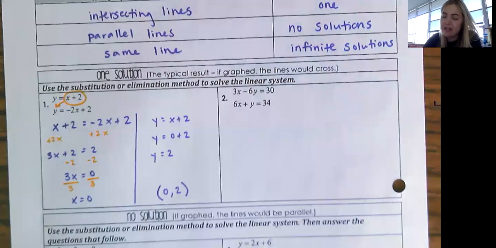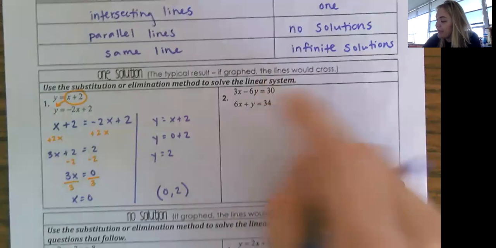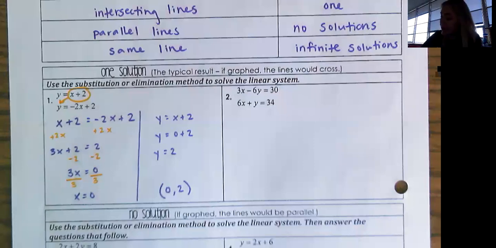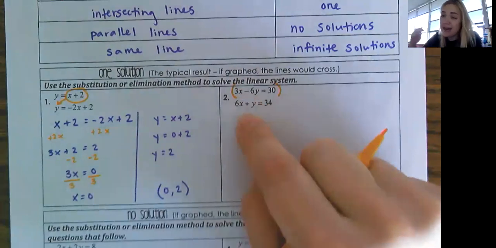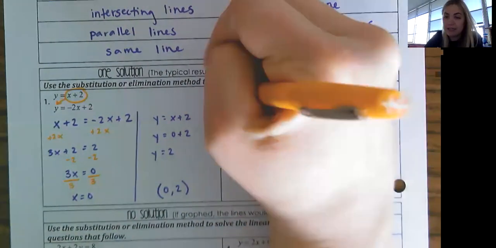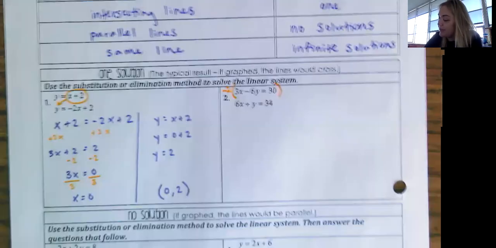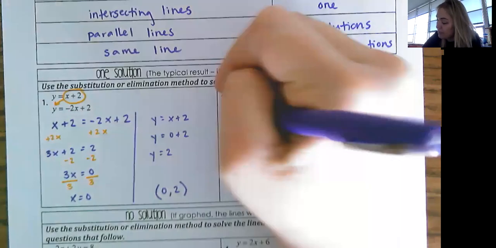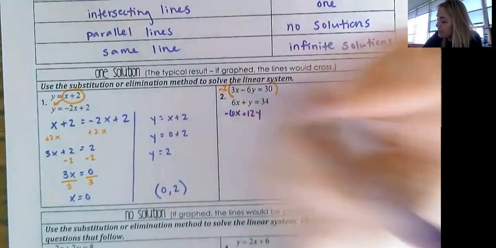On the second system, it'd be much simpler in my mind to solve it using elimination. So we've got 3x and 6x. The way that I could make opposites there is if I took the whole top equation and I turned that 3x into a negative 6x, which means multiply by negative 2. Now you could have done something similar by multiplying the bottom equation by 6, but I'm a lot better at multiplying by 2 in my head, so I'm going to go with that. So negative 2 times 3x is negative 6x. Negative 2 times negative 6y is positive 12y. And negative 2 times positive 30 is negative 60.